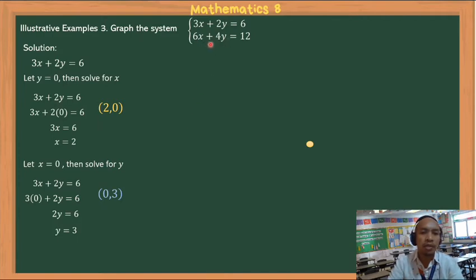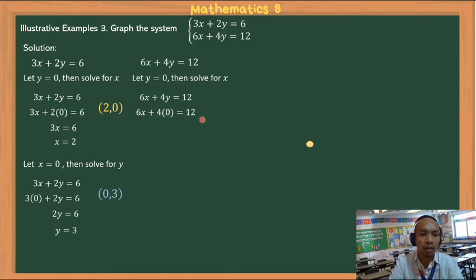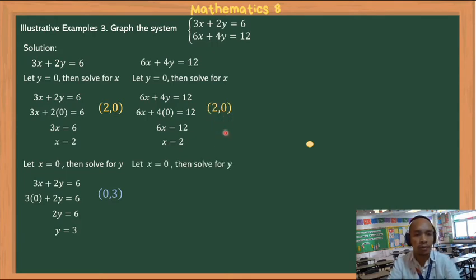Second equation, 6x plus 4y is equal to 12. For the x-intercept, we let y be equal to 0. So 6x plus 4 times 0 is equal to 12. 4 times 0 is 0, 0 plus 6x is 6x, and we just copy 12. Divide both sides by 6 to solve for x. So x is equal to 2, and our ordered pair is (2, 0).